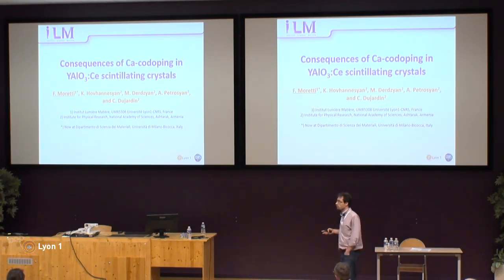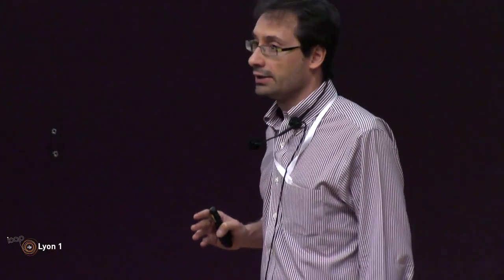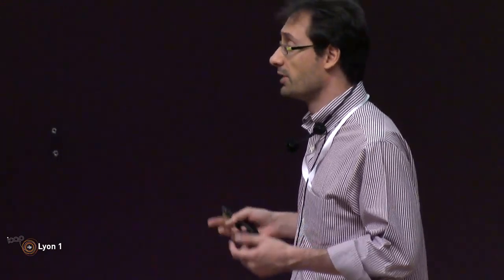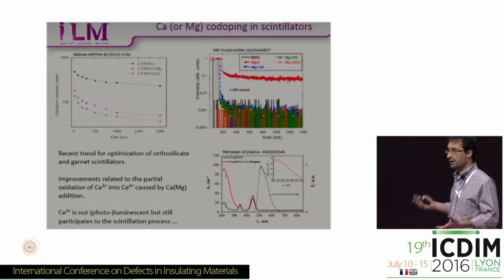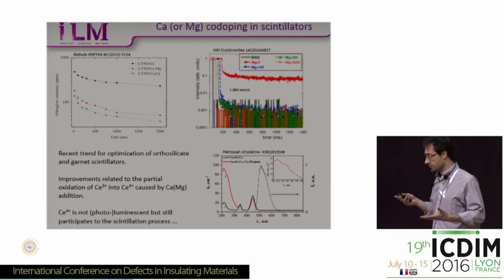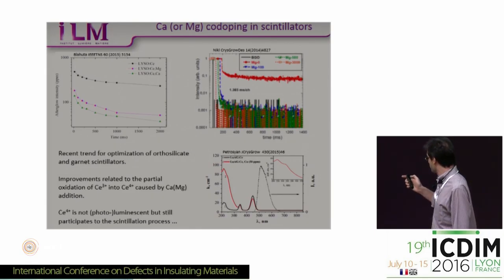In this talk, I'm going to show you results concerning the calcium co-doping of yttrium aluminium perovskite doped with cerium scintillating crystal. This work has been motivated by a very recent trend in scintillator optimization, mostly in the case of LYSO, LSO, that kind of matrix, and garnets, in which the co-doping with a divalent ion strongly improves the scintillation characteristics.